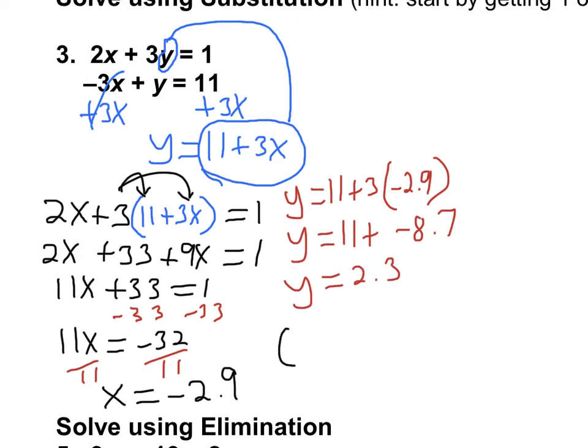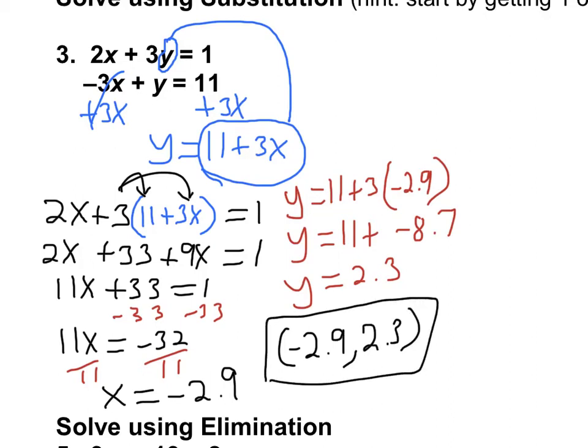I'll write it out as an ordered pair. Negative 2.9, positive 2.3. What that means is if you would have graphed these two original equations, this is where they would have crossed. It would have been really hard to see that that's exactly where they crossed by graphing. That's one of the reasons why we use substitution, or our other method, elimination, is because you can't always figure out the answer from a graph.